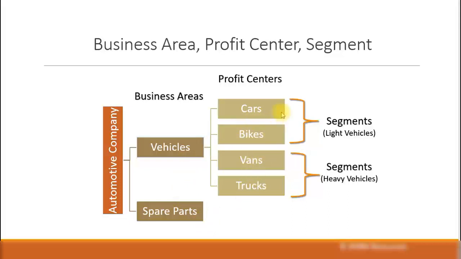You have cars, you have bikes, you have vans, and you have trucks. Now each of these you can create them as a profit center. Then you can analyze how much profit you are making in your cars division. Then you can see how much profit you are making in your bikes division, and vans division, and trucks division. So this type of different business lines, you can create them as profit centers.